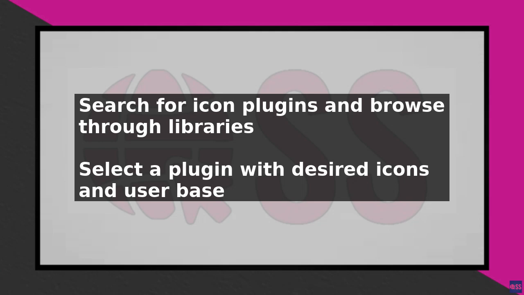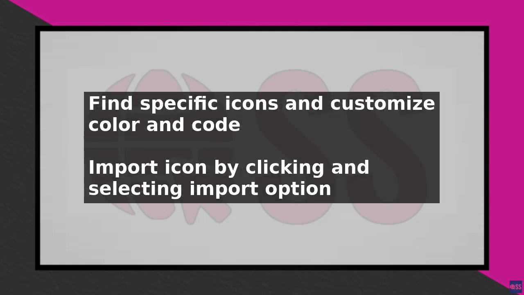Once you've selected a plugin, you can browse through its icon library and search for specific icons, such as a $ sign. If you can't find the desired icon in one plugin, you can easily switch to another. After finding an icon, you can customize its color and even add your own code.